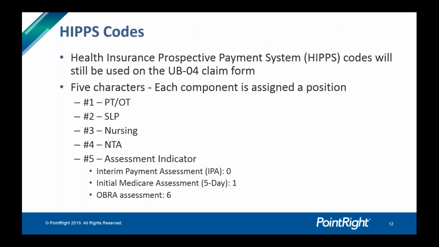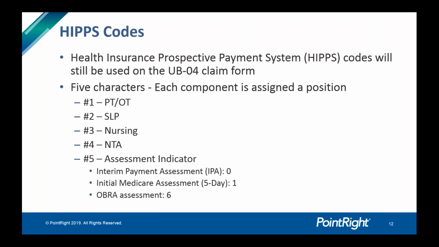Now let's talk about the actual classification, what will make its way into a HIPS code that will end up being coded on your UB when you submit the claim for this particular payment period. So the Health Insurance Prospective Payment System, the HIPS codes, is still going to be coded on the UB04. It's still going to show up in section Z of your MDS. They're going to fit in the same space because it's 5 characters.